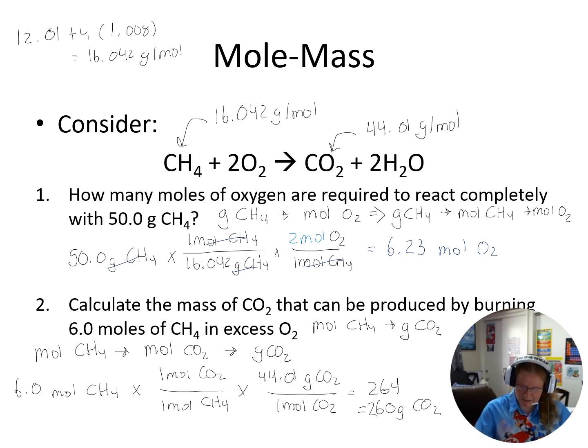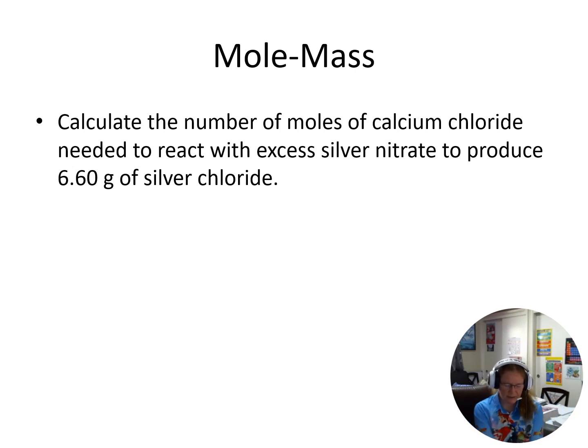All right, here is a similar one. Except now we got to write the balanced equation. So we have calcium chloride and silver nitrate. One of our products is silver chloride. So this is a double displacement reaction. So we need to not only write our equation, but we have to figure out what that other product is. So we have calcium chloride.